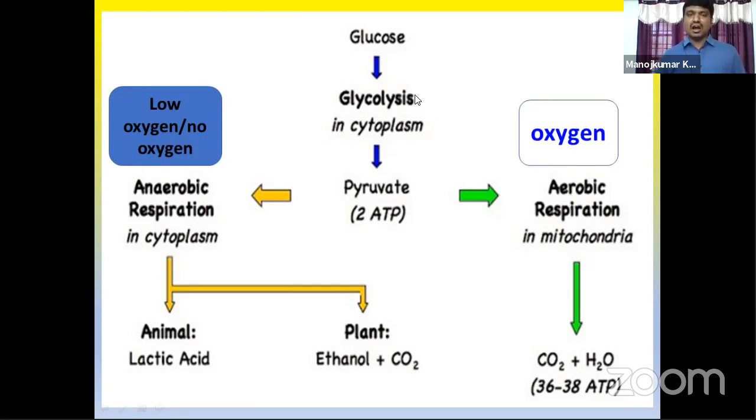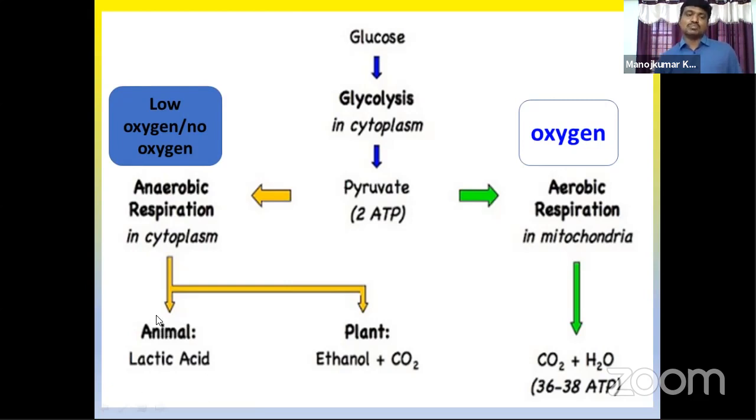But here, after glycolysis is completed and a pyruvate compound is formed, which is an intermediate compound formed in the process of respiration, from here, if plenty of oxygen is available, the aerobic respiration proceeds. If there is no oxygen or very low oxygen available, then the anaerobic respiration proceeds, isn't it? So these are the products along with the energy.